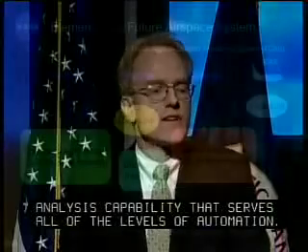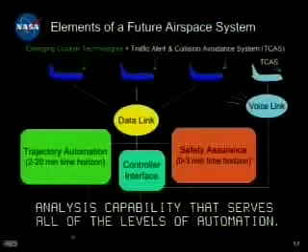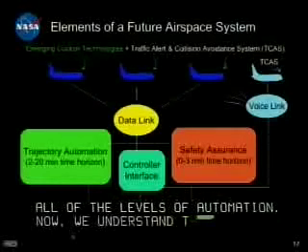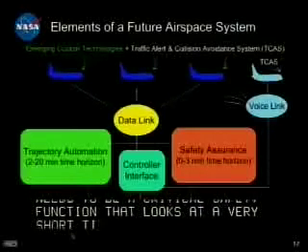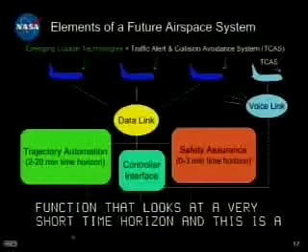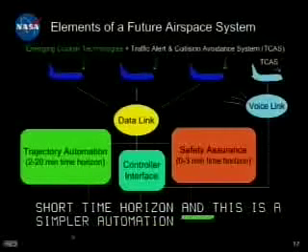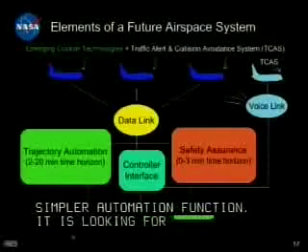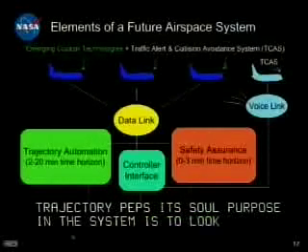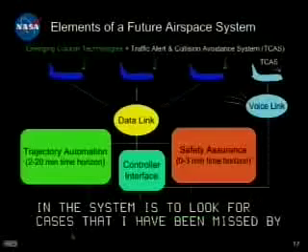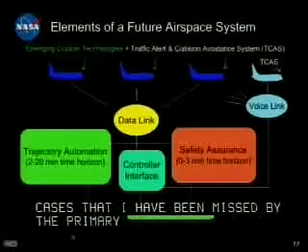Now, the red box. We understand that there needs to be a safety critical function that is looking at a very short time horizon, and this is a simpler automation function. It is looking out at a short time horizon. It is looking for multiple trajectories. Its sole purpose in the system is to look for cases that have somehow been missed by the primary trajectory engine and identify those cases at a very high safety critical level.